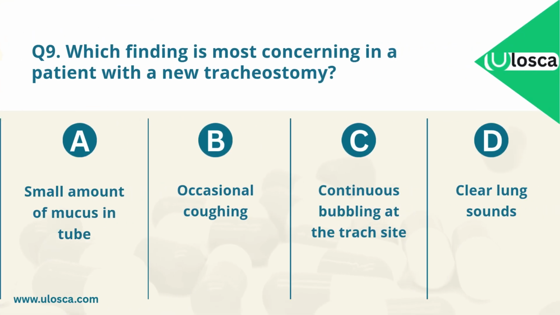Question 9. Which finding is most concerning in a patient with a new tracheostomy? A. Small amount of mucus in tube. B. Occasional coughing. C. Continuous bubbling at the trach site. D. Clear lung sounds. Which one is the correct answer?